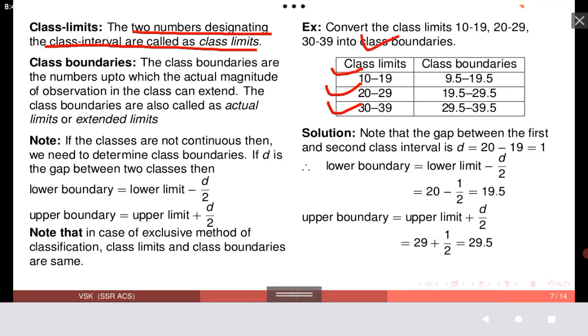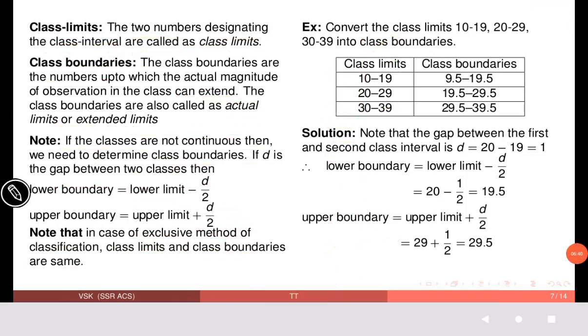Now, what is the class boundary? The class boundaries are the numbers up to which the actual magnitude of observations in the class can extend. The class boundaries are also called the actual limits or extended limits. As I told you, only in the case of inclusive is there a difference between class limit and class boundaries. So in the case of inclusive, the class limits will be given like this, and we will have to find the class boundaries. How to find this?